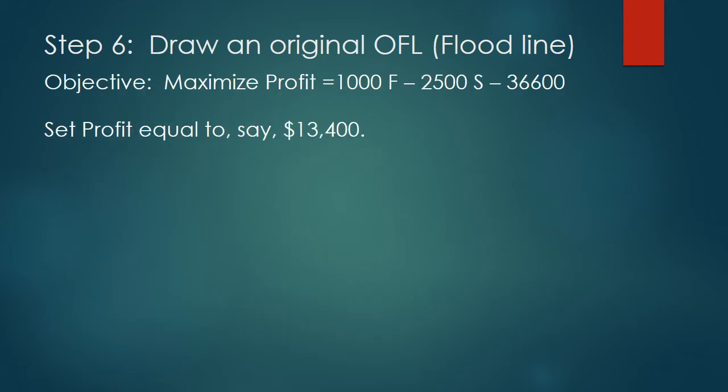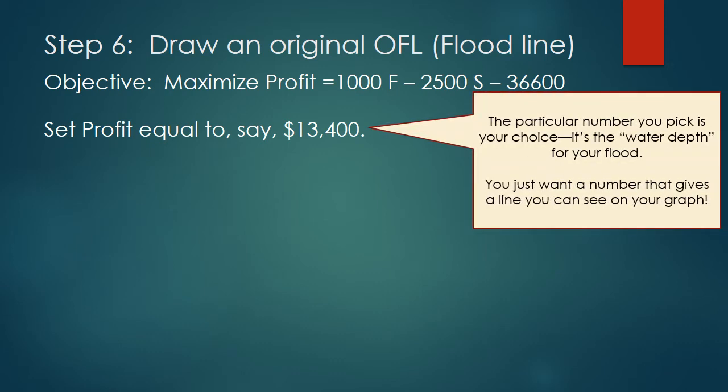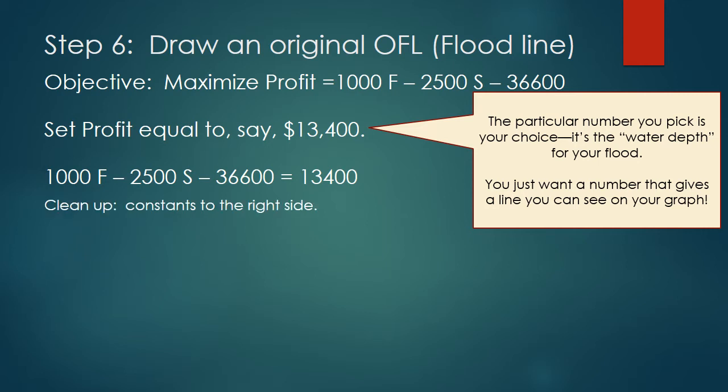Let's try it. I'm going to take my objective and set it equal to the number $13,400. If you like, that's the water level that I'm flooding over the field. That number is my choice. You can pick whatever you want. I picked that one because it happens to fit well on my graph. What I'm doing is taking my objective function and setting it equal to that number, and that will give me the equation of a straight line. All the points in my plane that have a profit of $13,400. You already know how to do this.